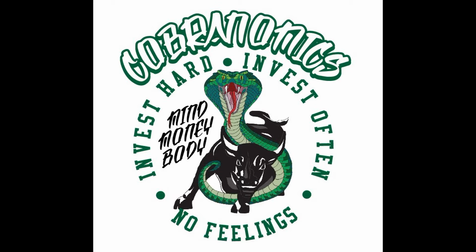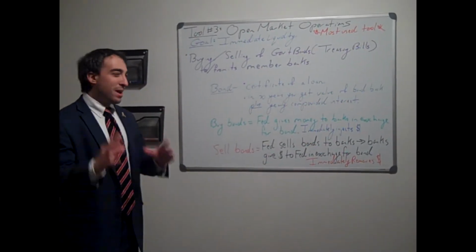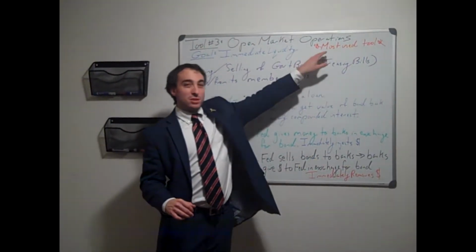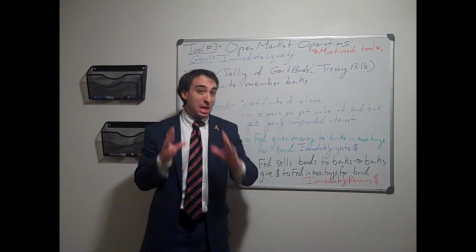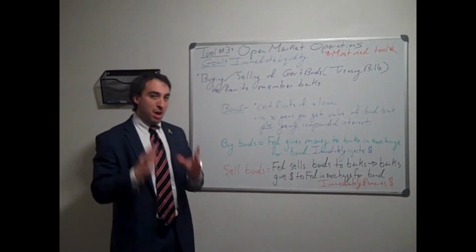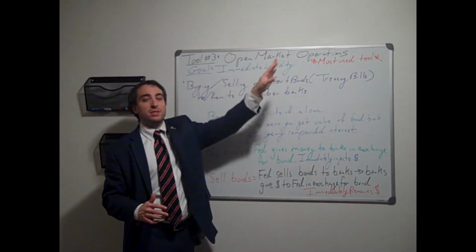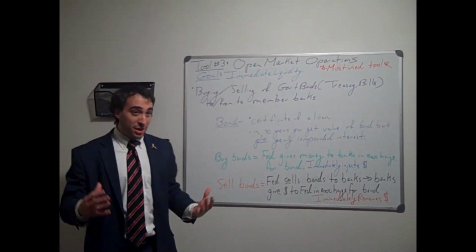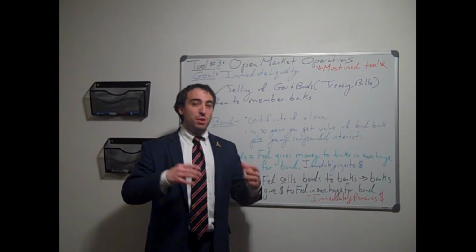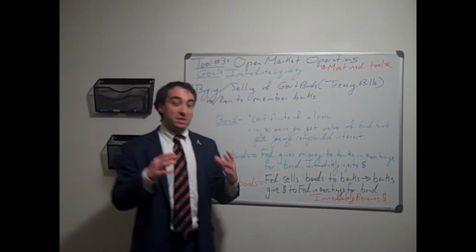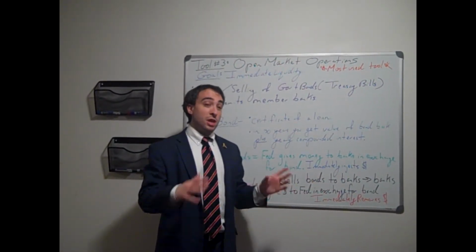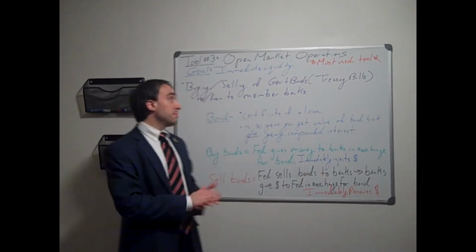The time has come for the Cobra to rise up and reveal himself. Our third and final tool, but our most used tool, because it is the most immediate tool of monetary policy, is open market operations. In fact, this tool is so important, there is the Federal Open Market Committee, which is specifically in charge of this operation.